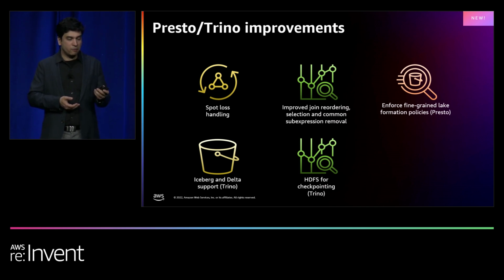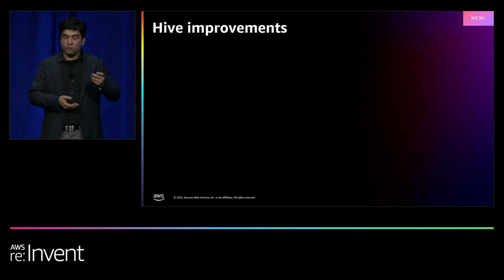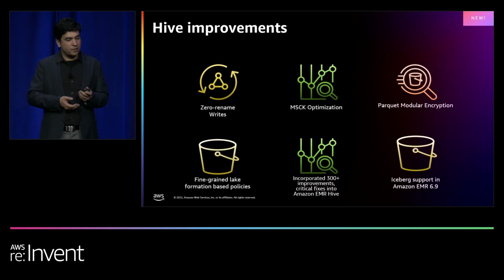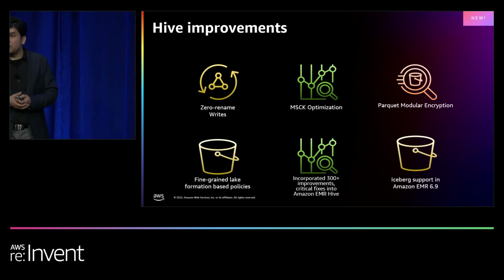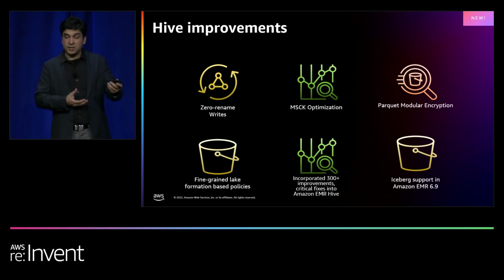So let's look into some of the Hive improvements that we have made. I've already mentioned zero rename. That feature is available out of the box in EMR 6.5 onwards. Another improvement is MSCK optimizations.